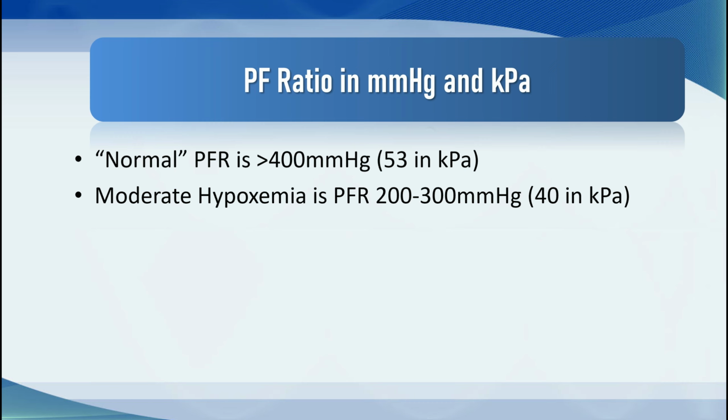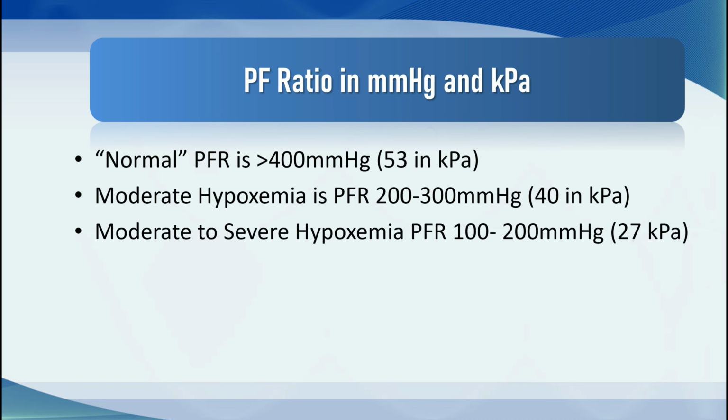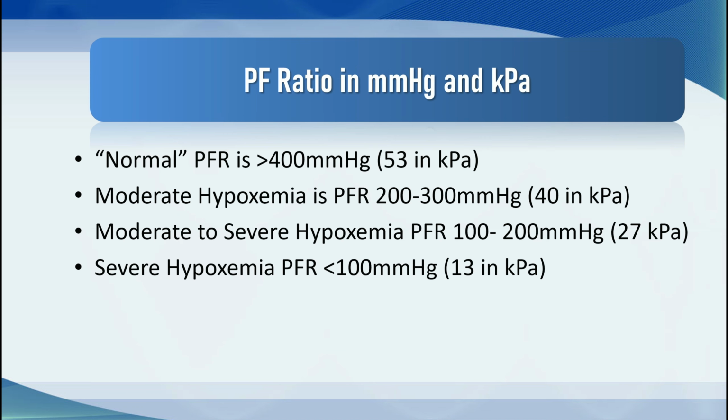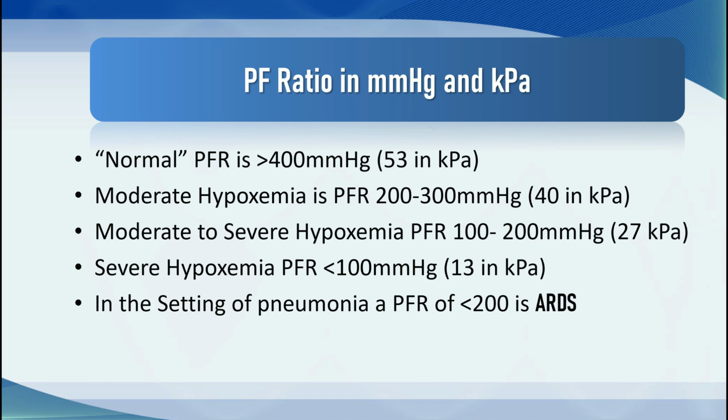So moderate hypoxemia is a PF ratio of between 200 and 300 millimeters of mercury, 40 kilopascals. Moderate to severe hypoxemia, now this is not used in the definitions, but I think it's worthwhile, is a PF ratio of 100 to 200 or below 27 kilopascals. Severe hypoxemia, PF ratio of less than 100 millimeters of mercury, 13 kilopascals. And in the setting of pneumonia, that PF ratio of less than 200 is ARDS, and we call it severe ARDS if it's below 100.